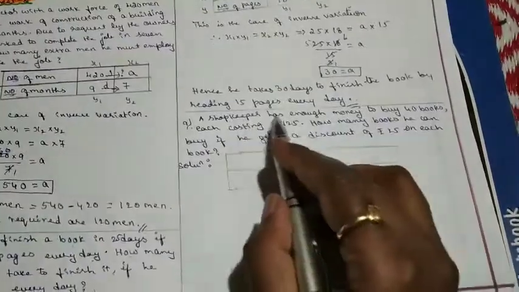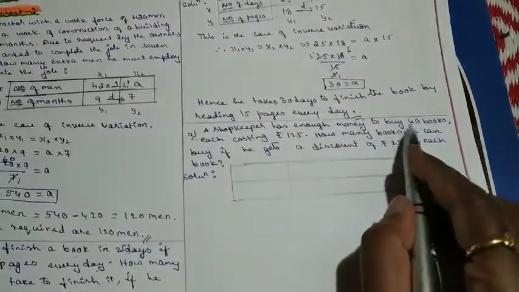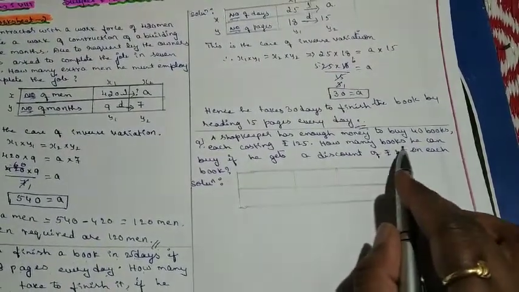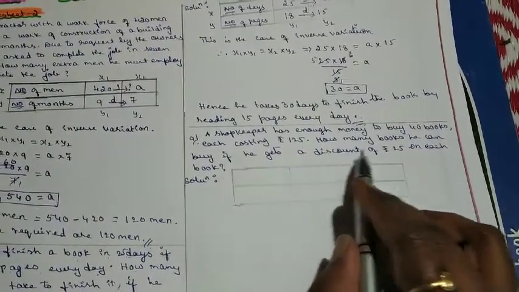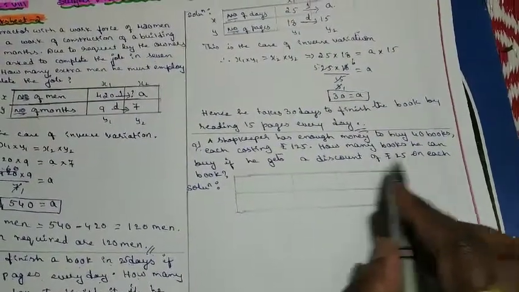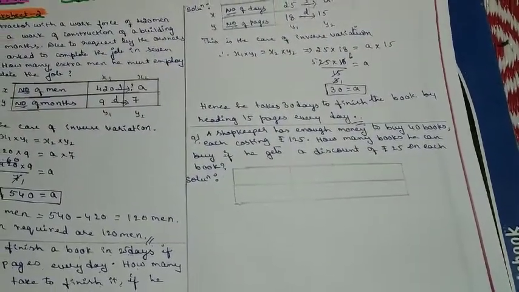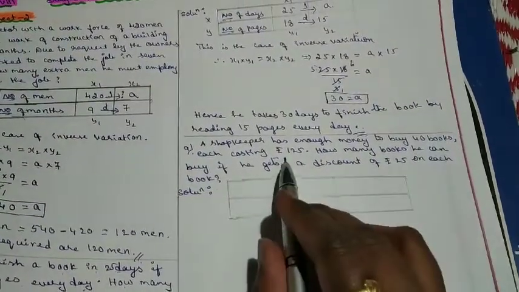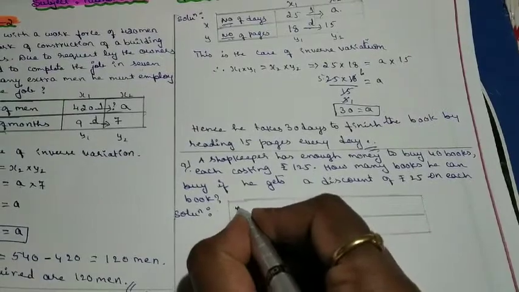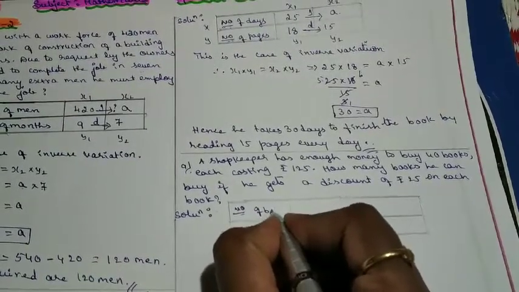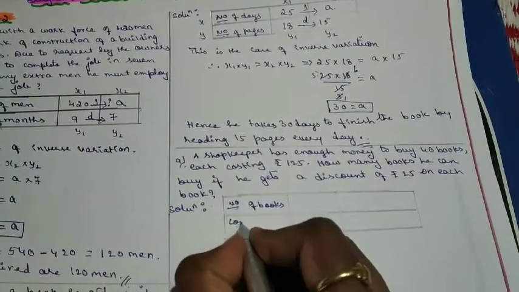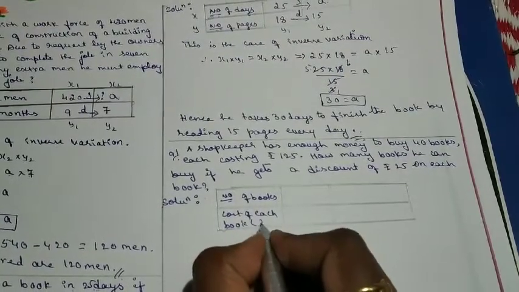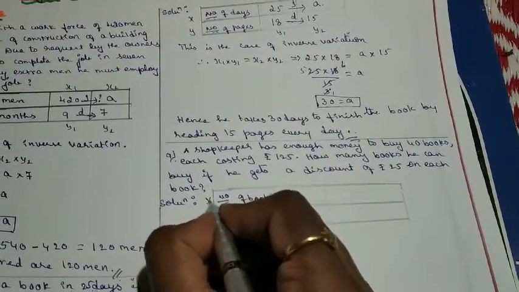9th question. A shopkeeper has enough money to buy 40 books, each costing rupees 125. Then how many books he can buy if he gets a discount of rupees 25 on each book? So here the two quantities are the number of books and the cost of each book. The cost is given in rupees. So this is X and this is Y.